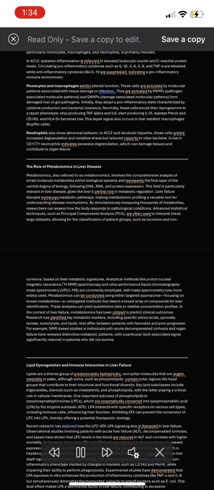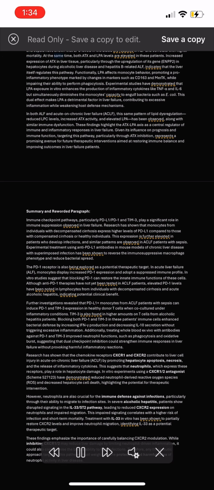Recent research has explored how the LPC-ATX-LPA signaling axis is disrupted in liver failure. Observational studies involving patients with acute liver failure, ALF, decompensated cirrhosis, and sepsis have shown that LPC levels in the blood are reduced in ALF and correlate with higher mortality. At the same time, both ATX and LPA levels are elevated in these patients.